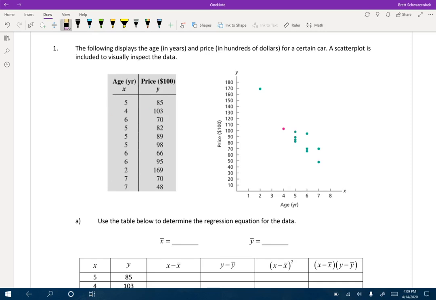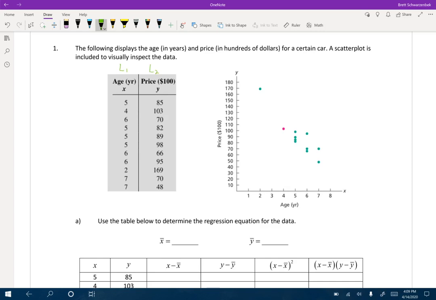So what we're going to do is use the calculator. You want to get your graphing calculator out, just like we've done many times before in class, and put all of the age data in L1 and all of the price data in L2. If you want to just pause and do that, you can.